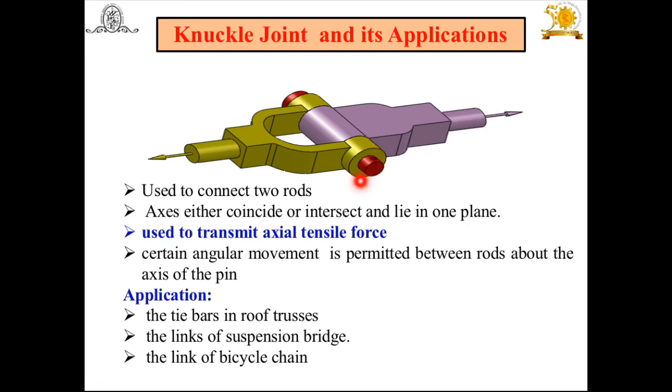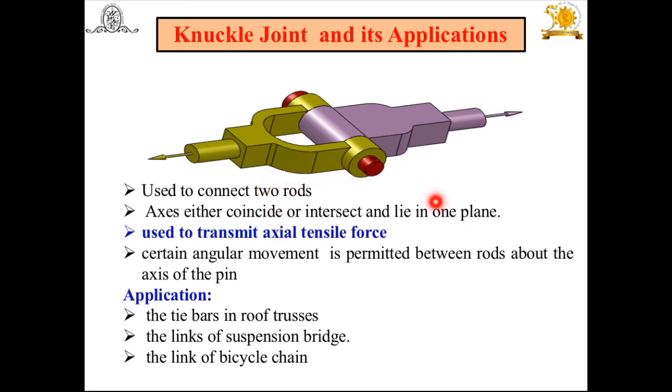A split pin may be used here, and because of that angular movement is possible of this fork as well as the eye. It permits certain angular movement between the rods. This is the end rod of the fork, this is the end rod of the eye, having the same diameter. Then this is the enlarged portion of the fork, this is the enlarged portion of the eye, and then the thickness of the fork, the thickness of the eye, and the thickness of the eye of the fork. Again this is the pin which is inserted, its pin diameter is small d.